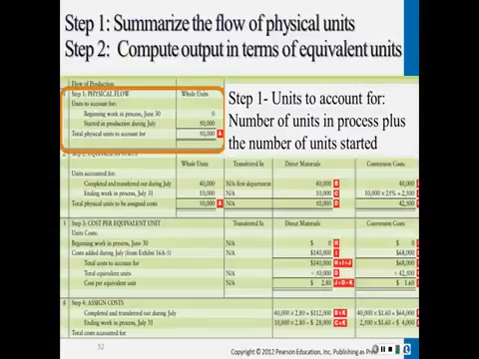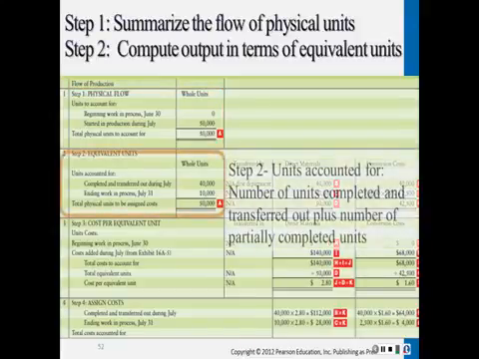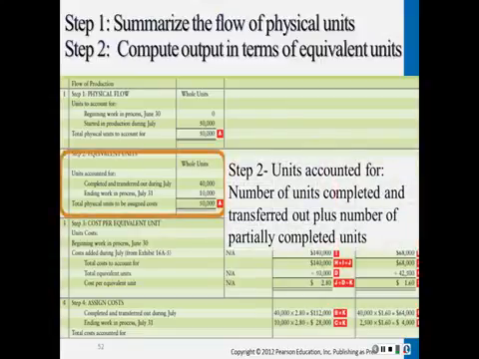Number 1, units to account for. Include the number of units still in process at the beginning of the period plus the number of units started. In this example, there were no units in the beginning work in process and 50,000 units started. Number 2, units accounted for.